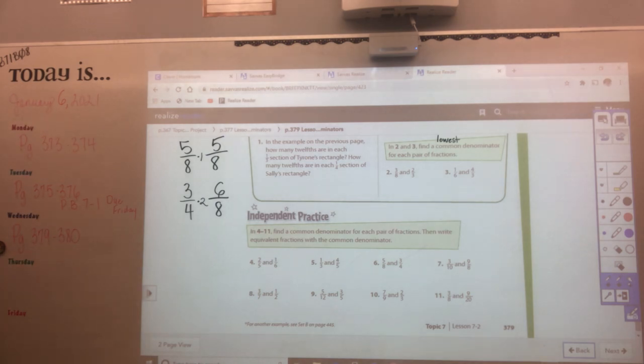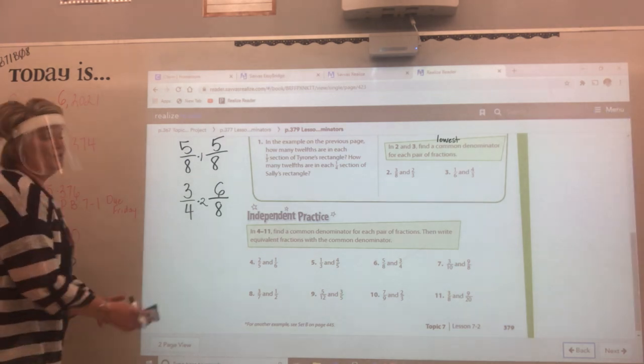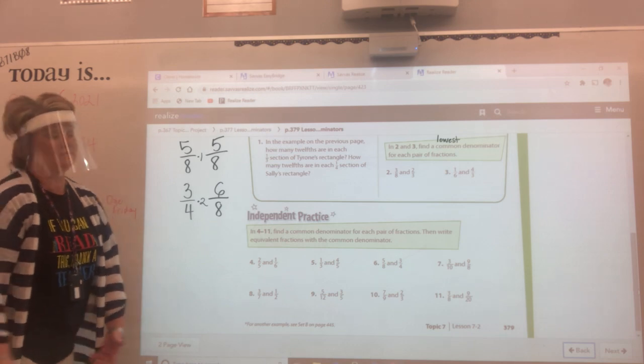Start shaking your head if this is starting to make a little bit of sense. It's all multiplication. All multiplication.